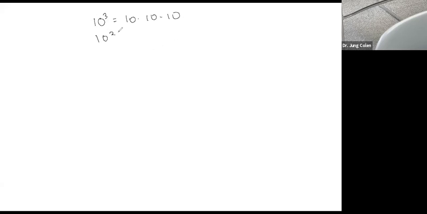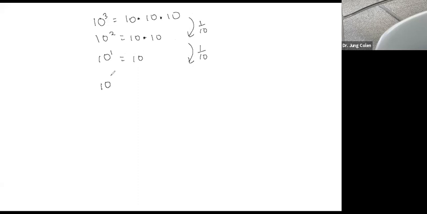Let me rewrite that. So we know 10 cubed is 10 times 10 times 10. 10 squared will be 10 times 10. And you can see the pattern here. From here to there, I divided this by 10, right? So this and that will be cancelled. And I'm reducing 1 more power there. This is 10, we know that. The pattern here, I just get rid of a 10 by multiplying that by 1/10.